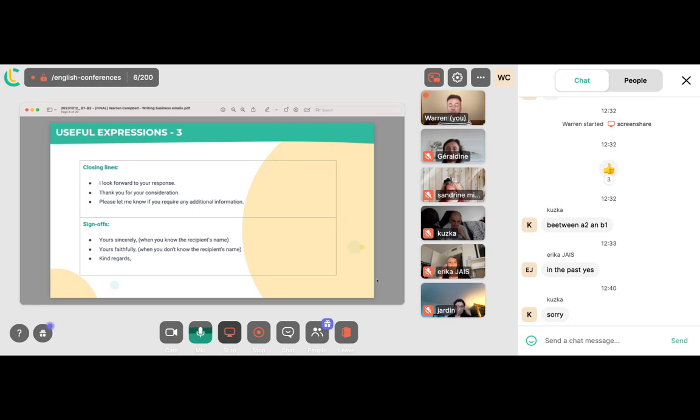Sign-offs. Now, this is something I get asked about quite a lot, okay? Now, there are many ways you can sign off an email in English, okay? The general rule is if you write yours sincerely, we use this when we know the recipient's name. We tend to use yours faithfully when you don't know the recipient's name. And kind regards. I bet we've all seen this one, okay?